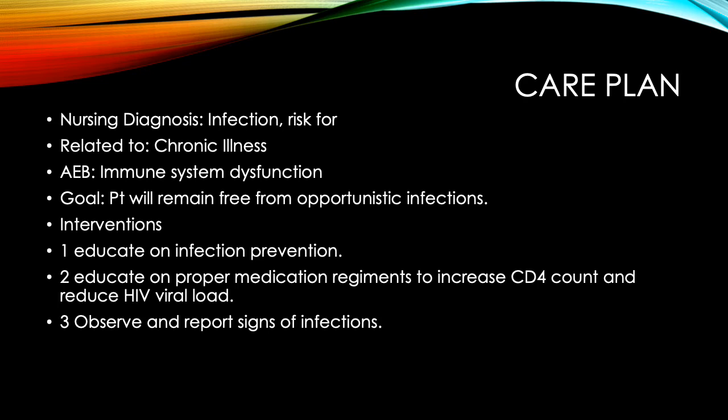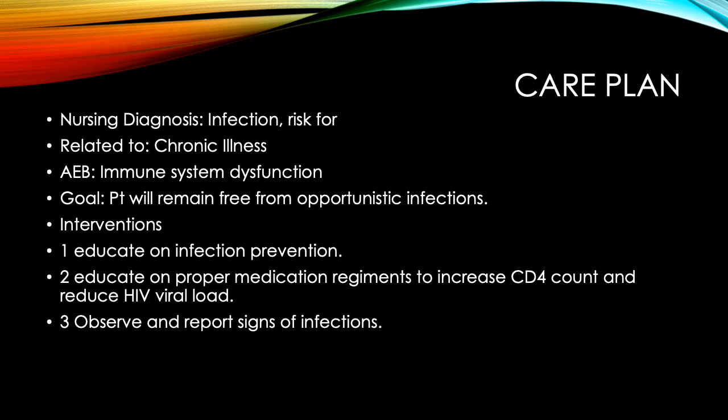So let's look at the care plan for Mr. Snotball. One nursing diagnosis is infection risk. It's related to chronic illness. HIV is a chronic illness. He will have it for the rest of his life, even if his virus is at an undetectable amount. It's as evidenced by his immune system dysfunction. The goal for this patient is that he will remain free from opportunistic infections.